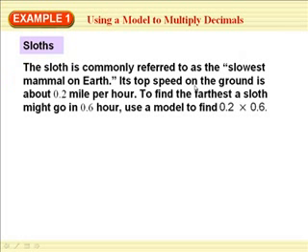It says using a model, and I'm going to tell you that I'm not expecting you to do a model. I want you to do it the way that the key concept box will explain as we go through the example. It says the sloth is commonly referred to as the slowest mammal on Earth. Its top speed on the ground is about 0.2 miles per hour. To find the farthest a sloth might go in 0.6 of an hour, you use the model to find 0.2 times 0.6. That's that distance formula: distance equals rate times time. So his rate is 0.2 times the time 0.6.